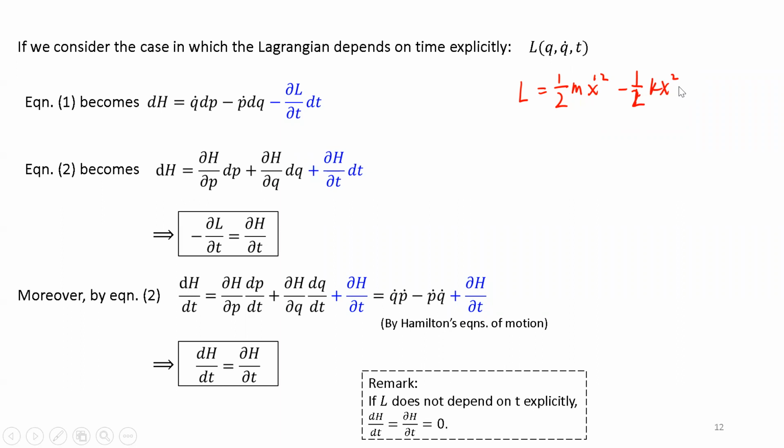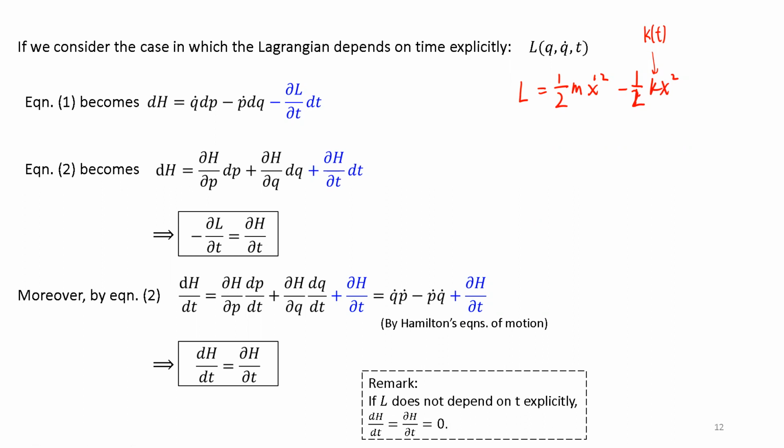Then when can I say that it depends on time explicitly? Previously I gave you an example: if k itself, the spring constant itself, is changing with time, then we have to write this k as a function of time, k(t). Then in that case, we can say that the Lagrangian depends on time explicitly.